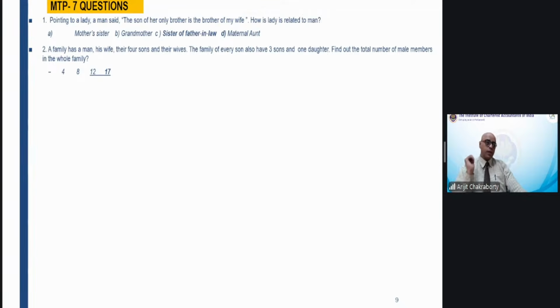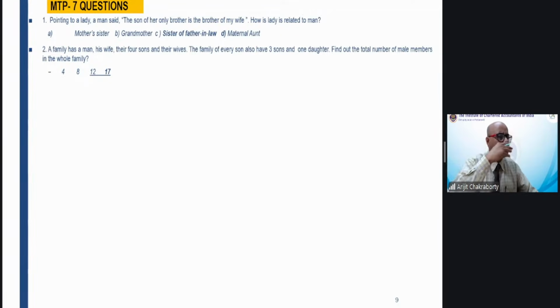So we find 4 sons are there. Each of the sons has 3 sons. So 4 into 3 we are getting. There are 4 sons, and each of the sons has 3 sons. So we can see here what is the total number of male members in the family. Please see that each of the sons has 3 sons. So if you look at the grandson level, 3 plus 3 plus 3 plus 3, there are 3 into 4, 12 grandsons. How many sons?